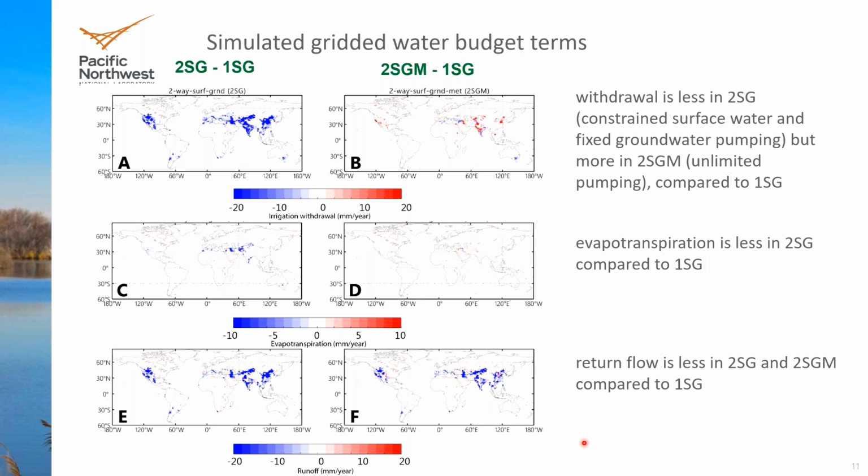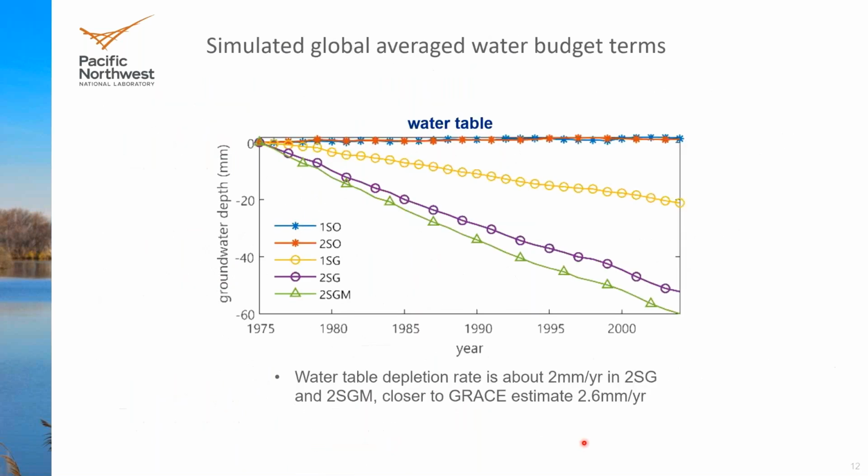Another thing we compared is to aggregate the global grid cell. We also look at the water table depletion rate. So as you can see here, we compared these 5 conditions. The top ones with stars are the surface water only condition. So there's no water pumping, so the water table is always flat.